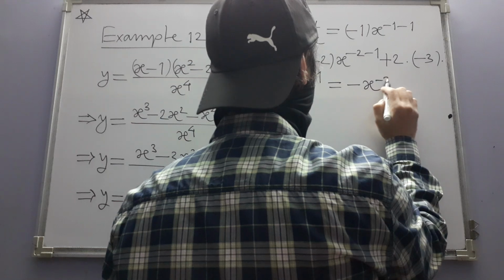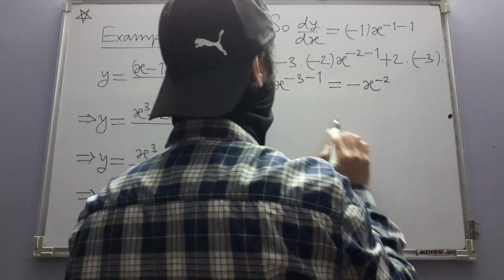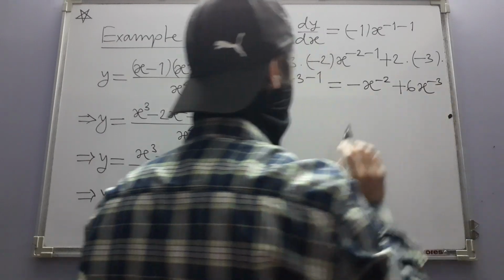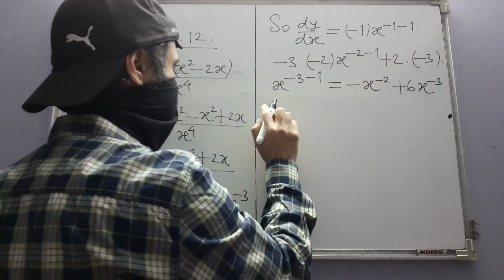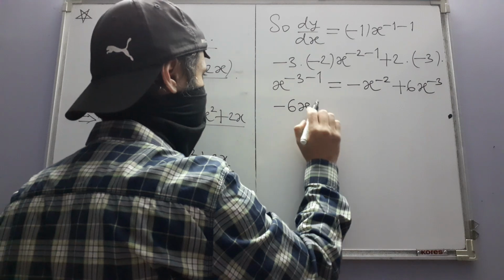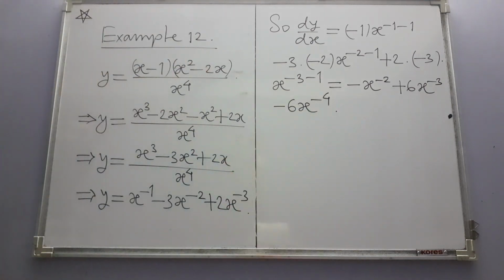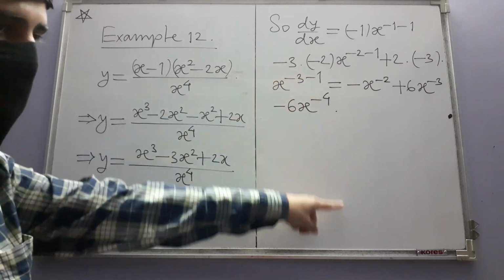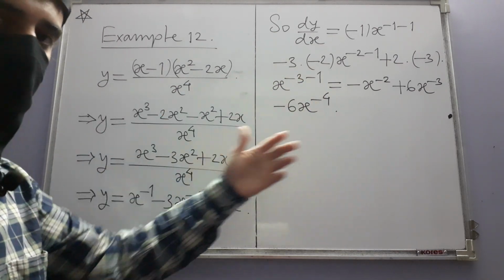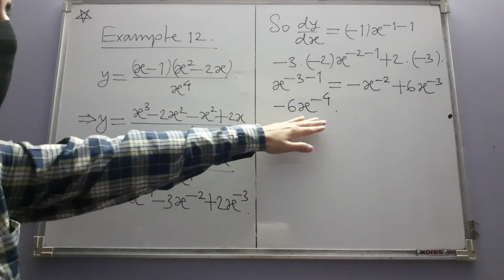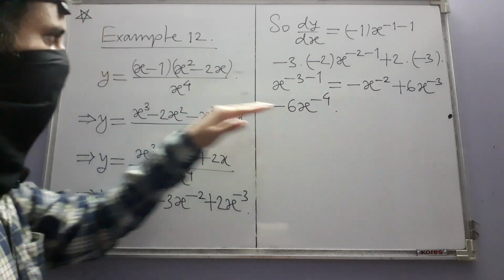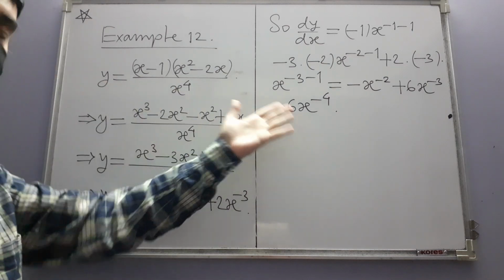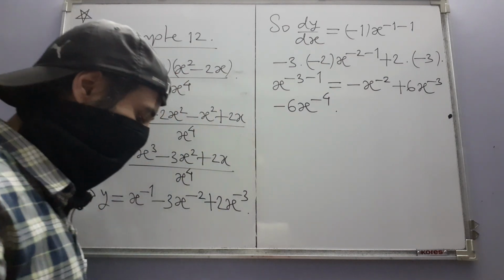Minus x to the power minus 2. Minus 3 times minus 2 is plus 6, x to the power minus 3. 2 times minus 3 is minus 6, x to the power minus 4. Now if you want, you can write this as 1 over x to the power 4. Then take LCM and do all those things to ultimately express this answer in some form like this. If you want, you can do that, or you can keep it just like that. Okay, so this is your differentiation.